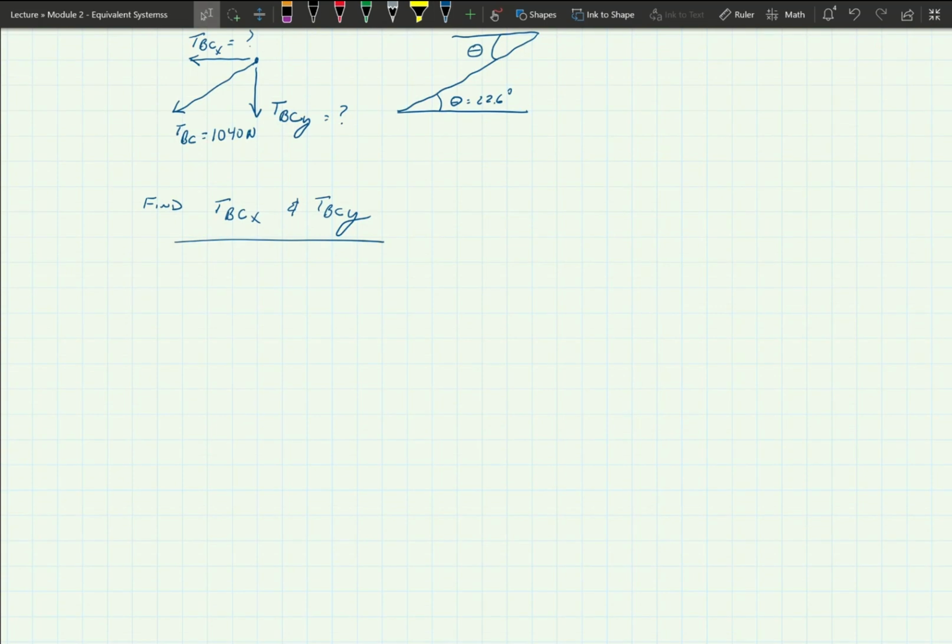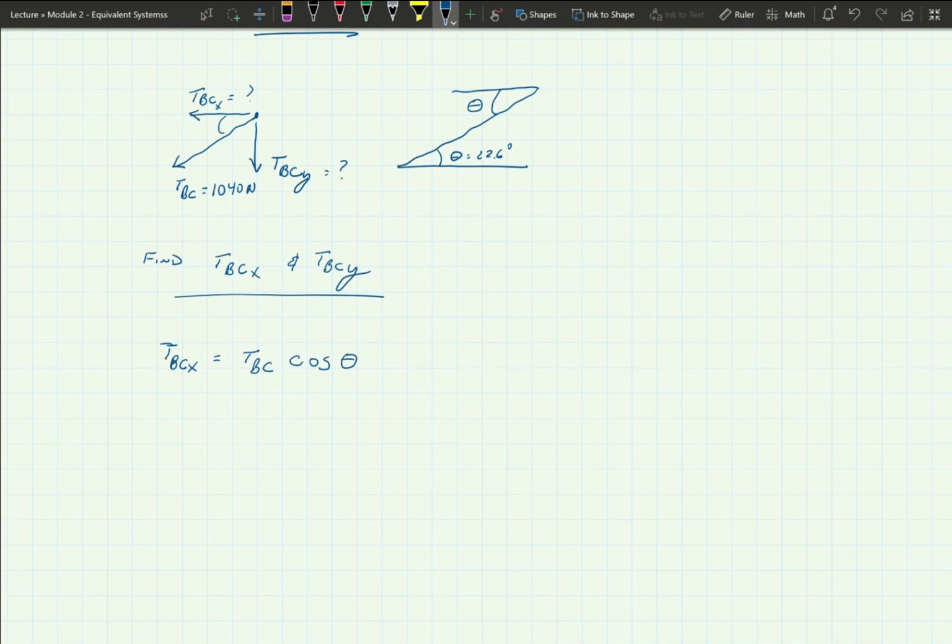Okay, so if we do this, TBCX is equal to TBC cosine of theta. And let's just make sure that I got this right. So theta is here. Anything with cosine has to be the adjacent side. So I am looking for the x. All right. So 1040 newtons cosine of 22.6 degrees.